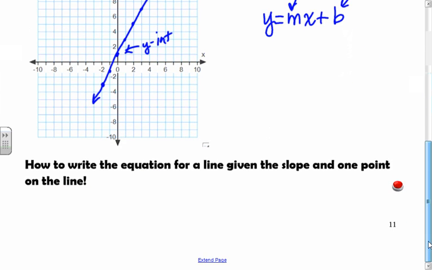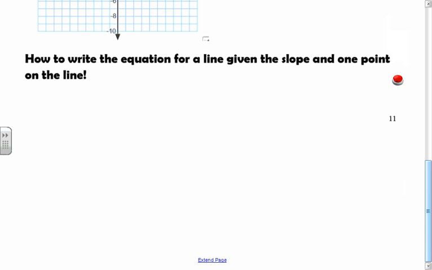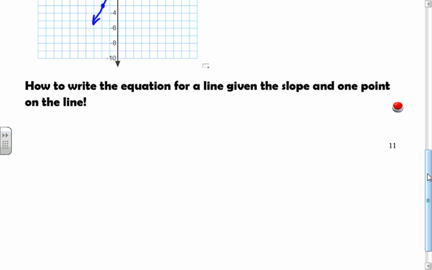First thing says how do you write the equation for a line given the slope and 1 point on the line? Okay, so let's say that I give you this slope. I just say the slope is 3. And 1 point on the line is, so it goes through this point, 8, 6. Okay, so that's the information you're given, and you want to write the equation.